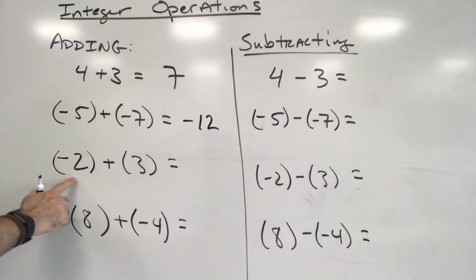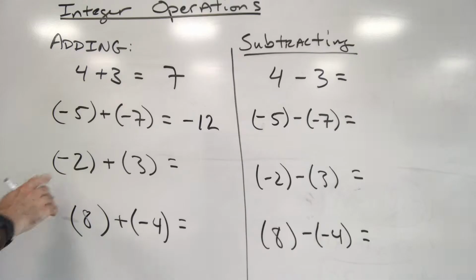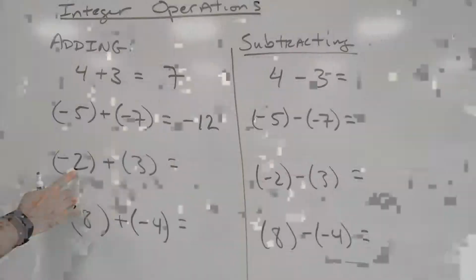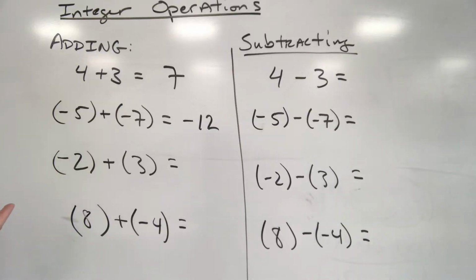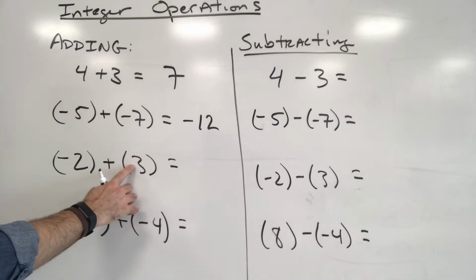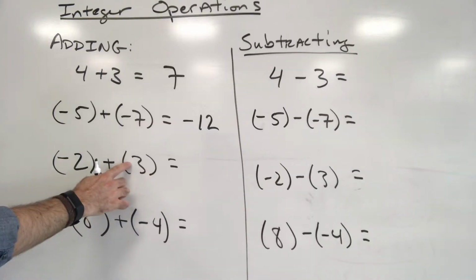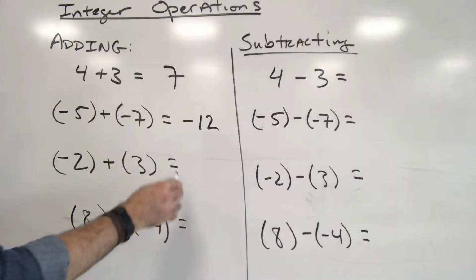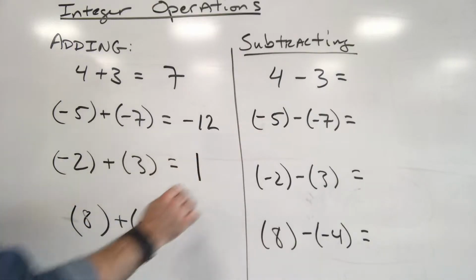When we're adding two numbers with different signs, what we're going to do is actually subtract them because these are opposing signs. So we'll take 3 and subtract 2 and I get a 1. And then what I do is I keep the sign of the larger number. The larger number is 3, the absolute value of the larger number, and that is a positive 3.